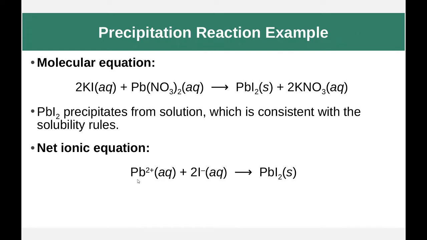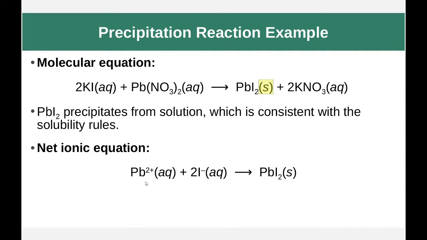So if we look at an example here, we start off with this molecular equation. The first thing we're going to notice is the conditions. We wind up with this solid here for our lead iodide. That means that this is going to be our precipitate.